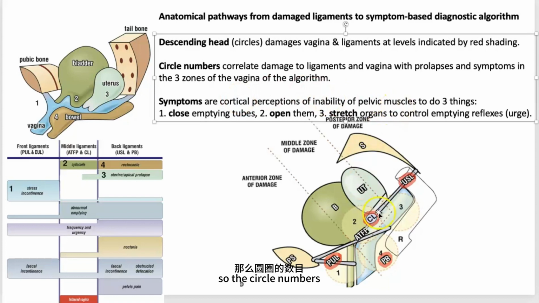So the circle numbers here, here, correlate damage to the ligaments in red with prolapses here: uterine, cystocele, rectocele, stress incontinence, and symptoms in the 3 zones of the vagina. Here are the symptoms.